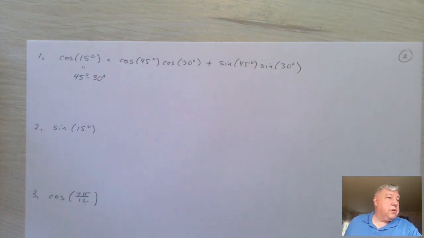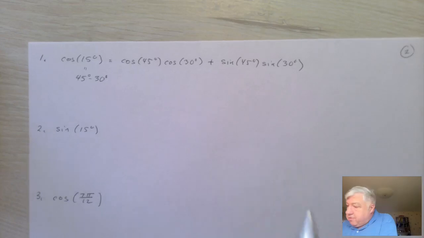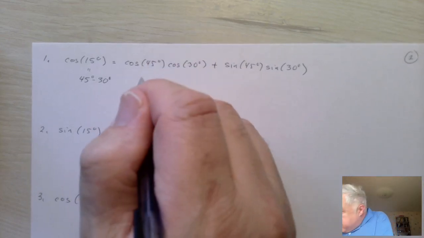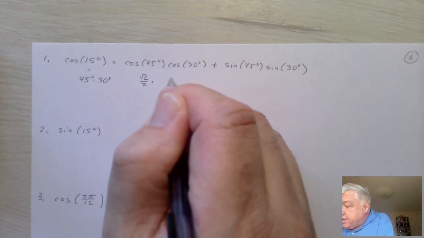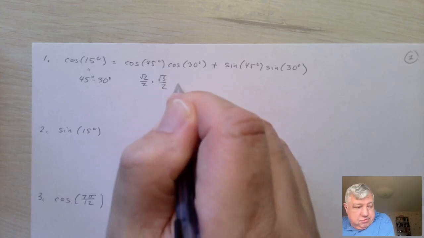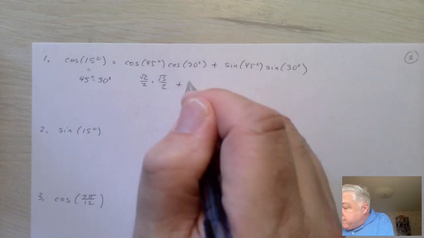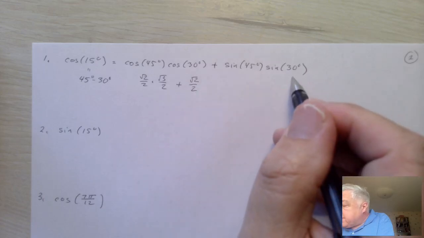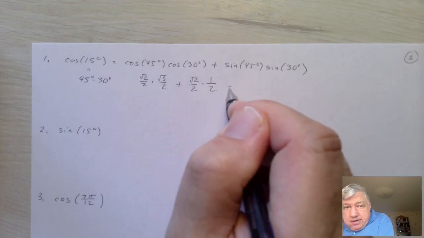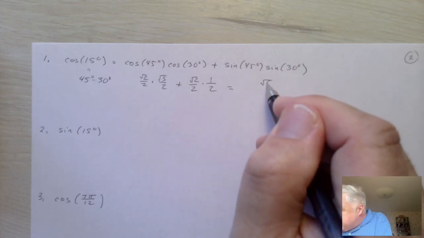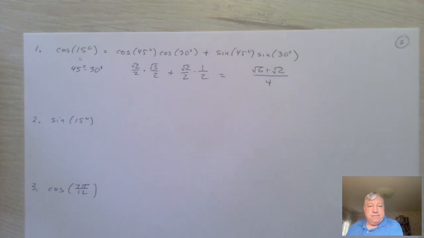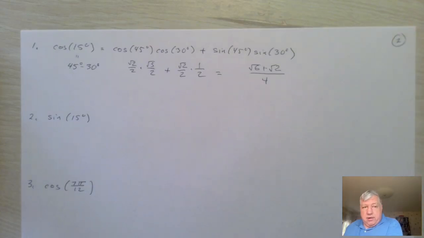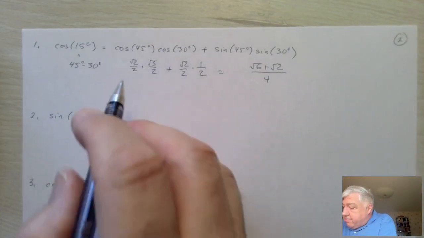Okay, and that is the square root of 2 over 2 times cosine of 30, which is square root of 3 over 2, plus the sine of 45, which is square root of 2 over 2, and the sine of 30 is 1/2. And this simplifies to square root of 6 plus square root of 2 over 4. Okay, like that.